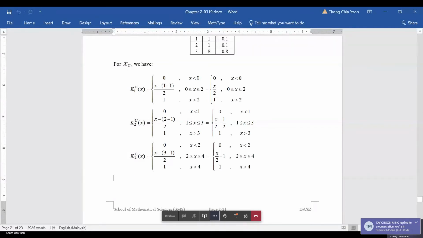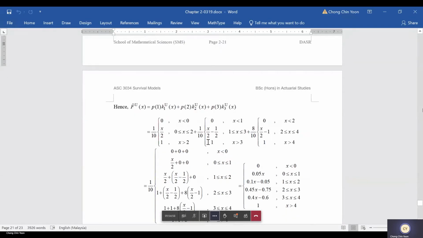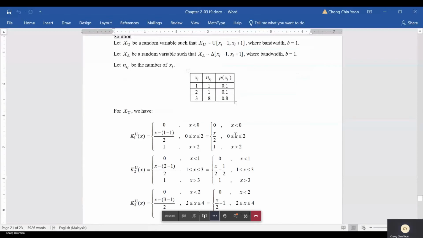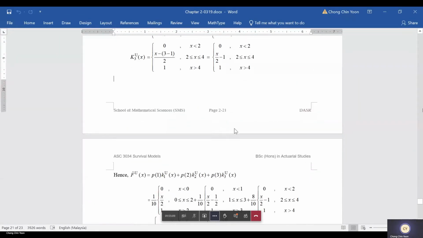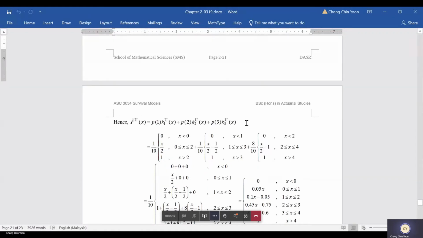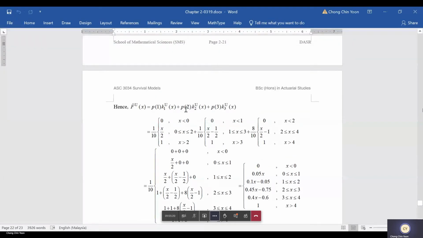Okay, now I continue. Just now we stopped here, at my video clip. Next I will go to the triangular kernel. This is my X. But before I go to the triangular, let me settle this one first: the smoothed kernel distribution based on the uniform.